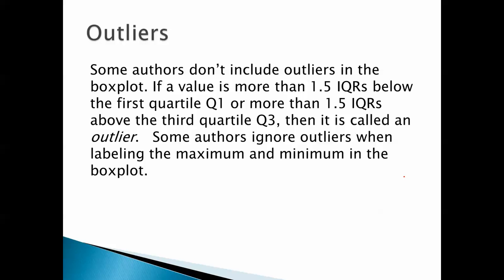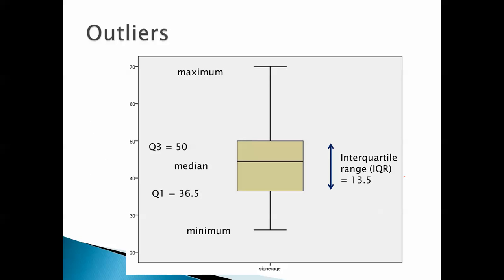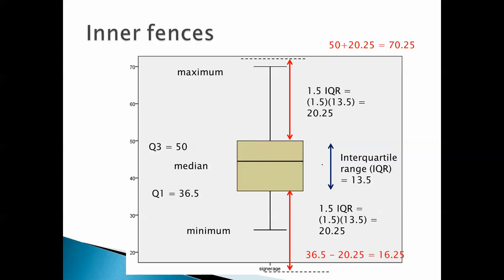Some authors ignore outliers when labeling the maximum and minimum in the box plot. So again, here's what we mean by this. The interquartile range is 13.5. So 1.5 interquartile ranges above the third quartile. Well, let's see. Since the interquartile range is 13.5, 1.5 times the interquartile range would be 20.25. So anything that's more than 20.25 above the third quartile, or anything that's less than 20.25 below the first quartile, that's officially an outlier. So if you have anything up here or anything down here, those are outliers.